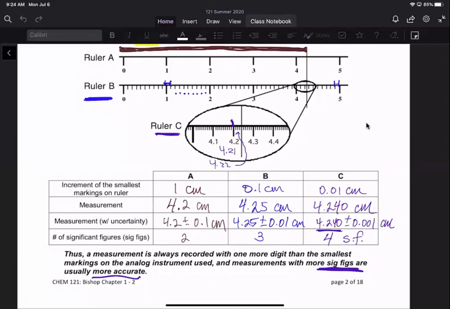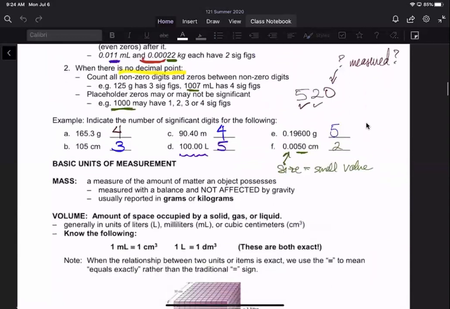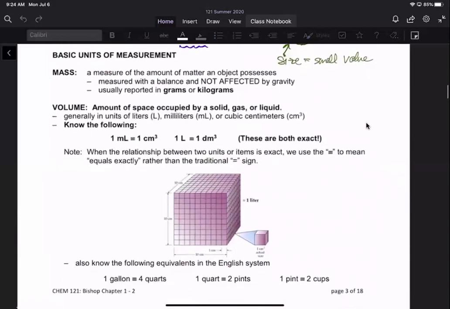Good morning. We covered page 2 and a little bit of page 3 already, so I'm going to pick up with units, basic units of measurement. For mass, we will talk about grams or kilograms. Volume does not have a standard amount because it changes very quickly.